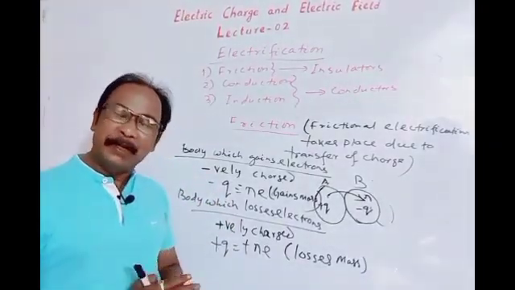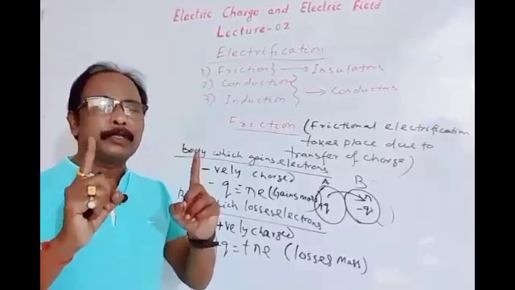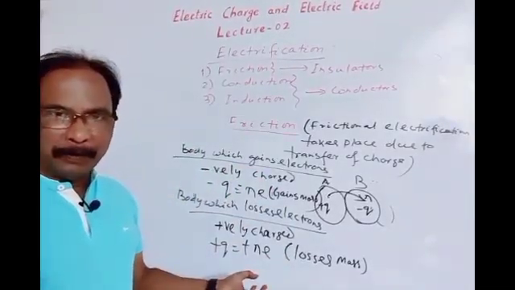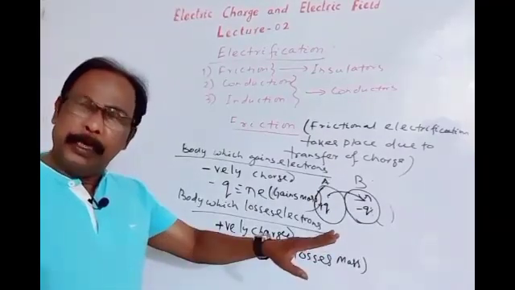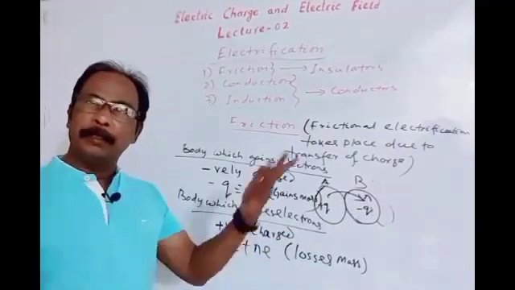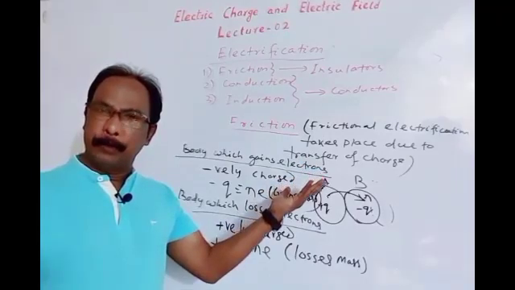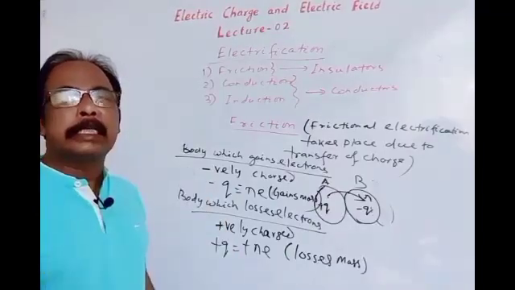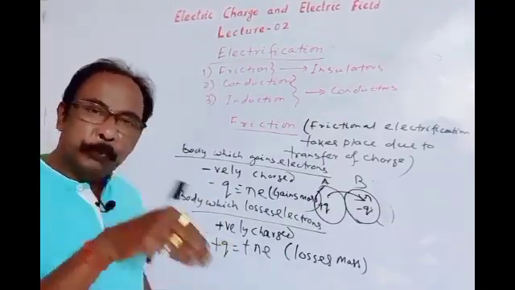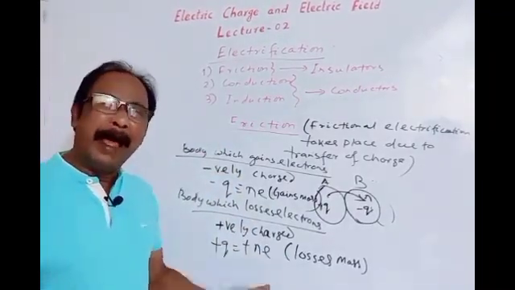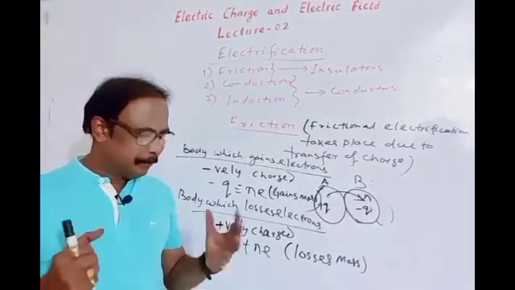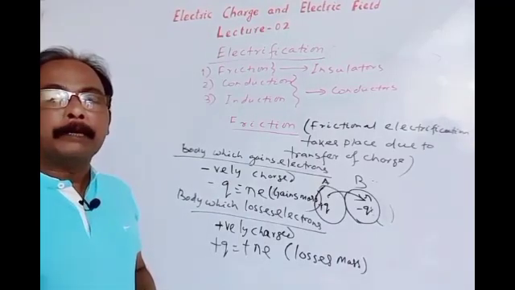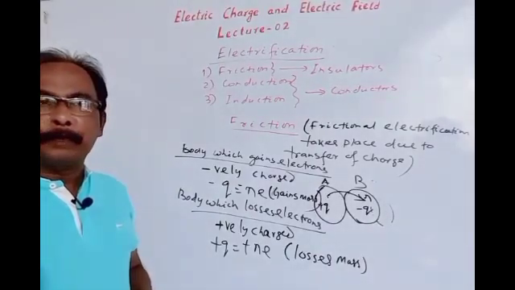See students, charges move only in conductors, as we have discussed. Charges do not move in an insulating medium. Air is an insulator, dry air is an insulator. Charges can't move in dry air. Charges always seek a conducting medium to move. Then why should the vehicles carrying inflammable substances carry a metallic chain?